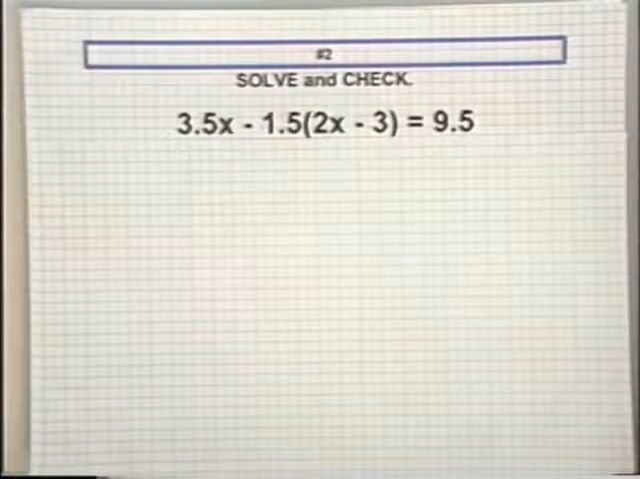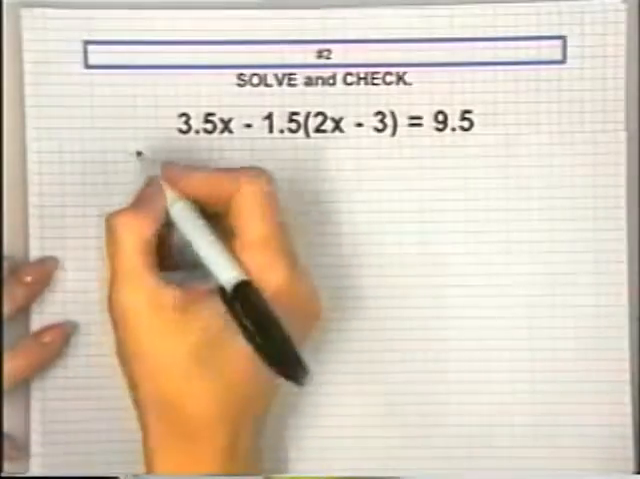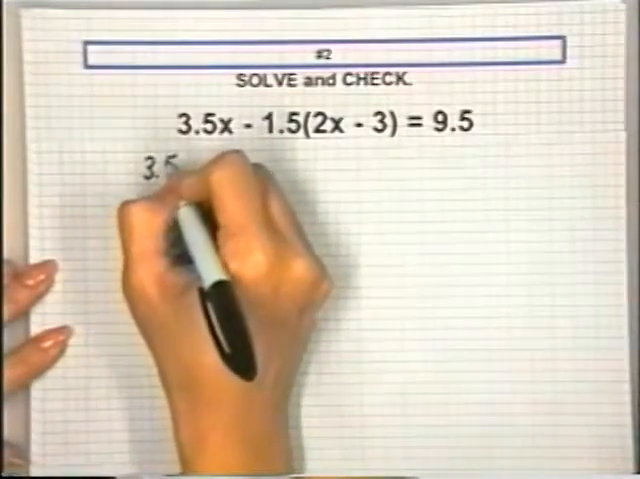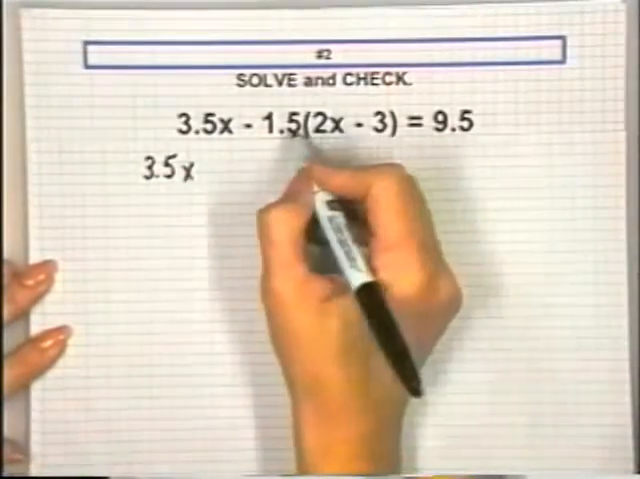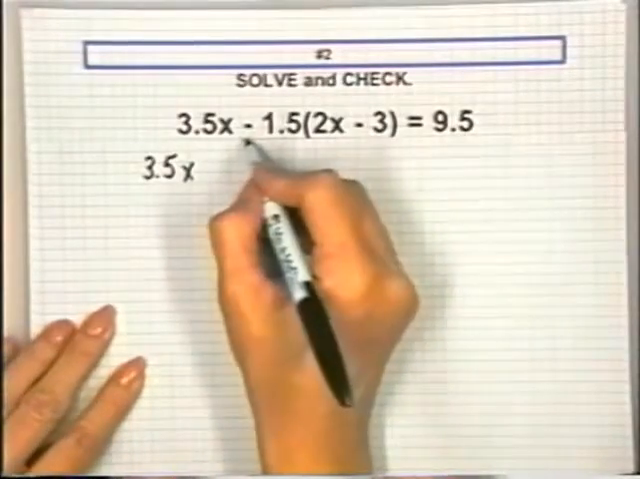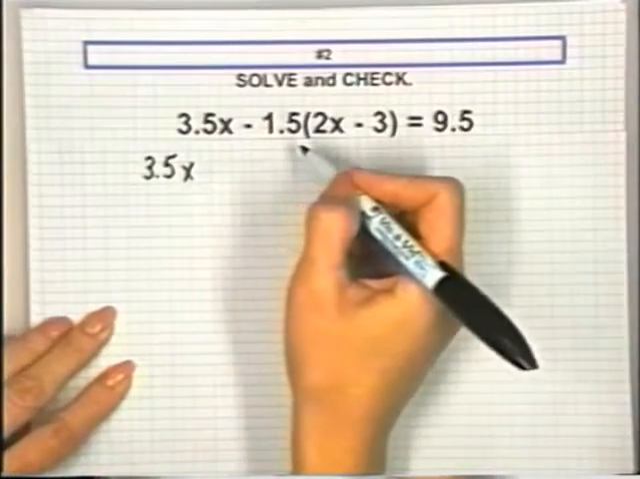Problem number 2, solve and check. It is a linear equation. I want to isolate the x. I will first remove the parentheses. I will write the 3 and 5/10 x. To remove this parenthesis, I need to distribute the negative 1 and 5/10.